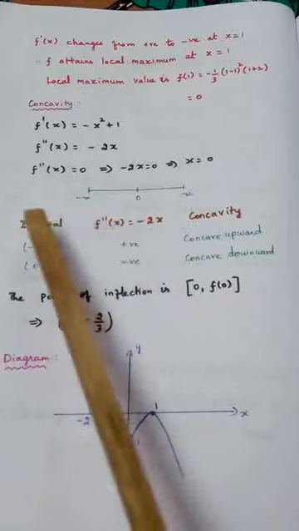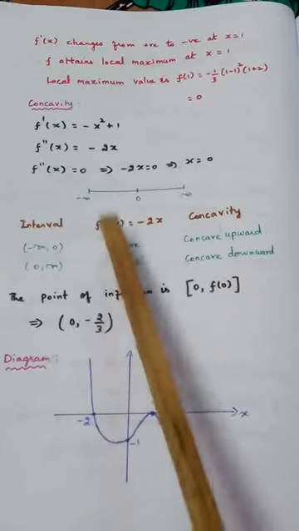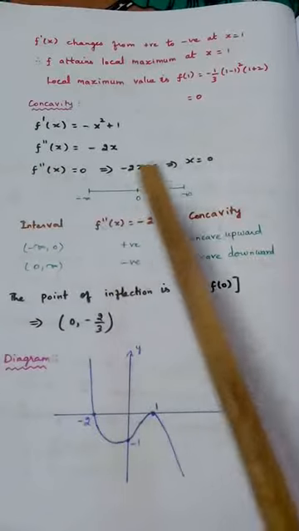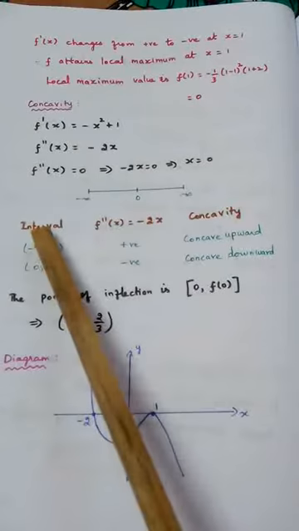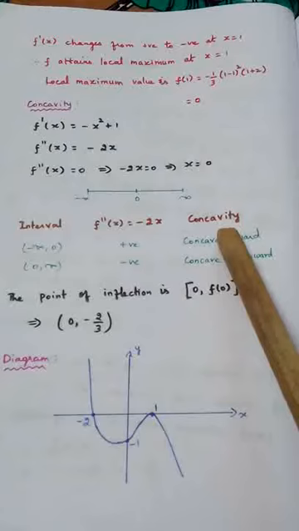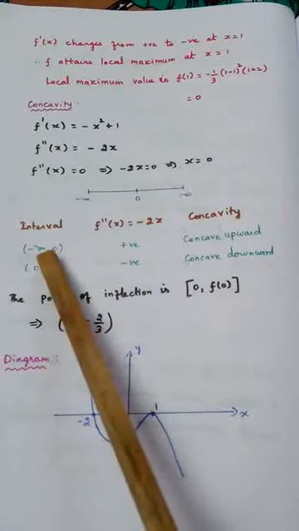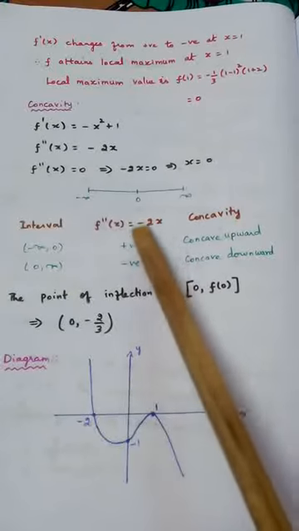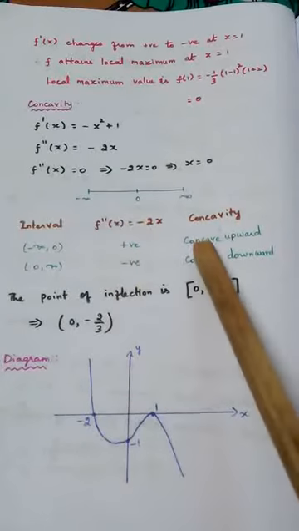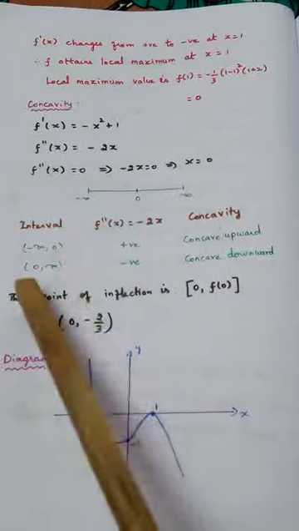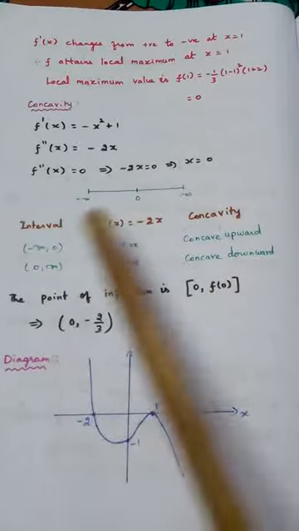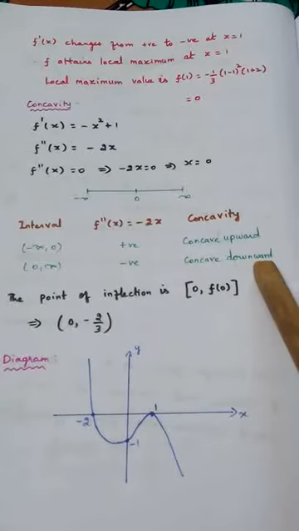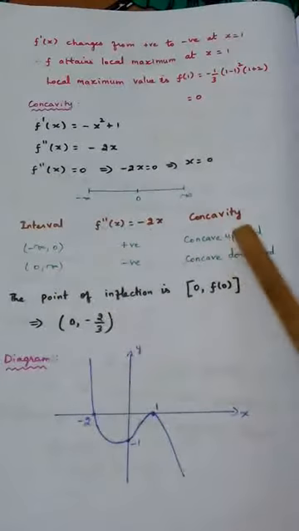Put another table. Interval, here f double dash of x, concavity. If you see the previous table, interval, f dash of x, monotonicity. Here interval, second derivative, concavity. Take the first interval, take one value, negative number. If I use minus 2, this becomes plus, so positive. Positive means concave upward. Second interval, take one number, 3. If I substitute 3 here, answer is negative, so concave downward. Yes or no? So we discussed about concavity in this table.